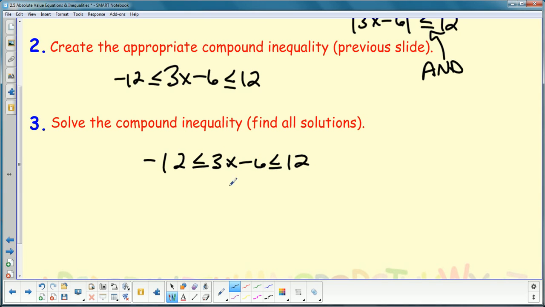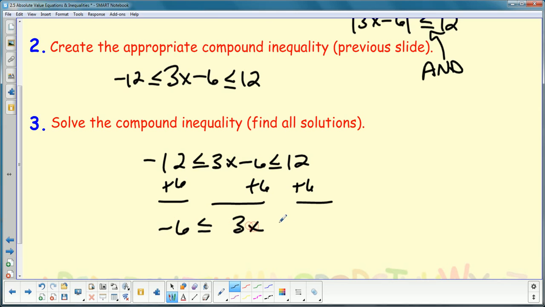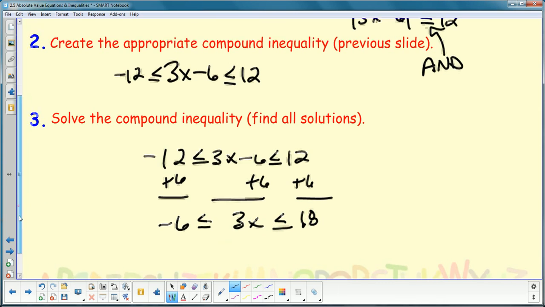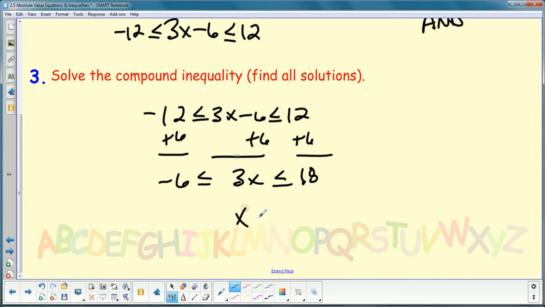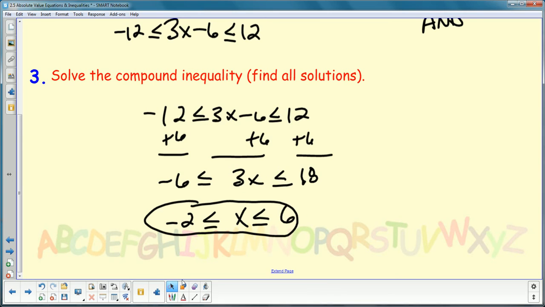Remember, when solving an and compound inequality, we don't do things just two sides, because technically there are like three sides here. So we end up with negative 6 is less than or equal to 3x is less than or equal to 18. And then we finish solving by dividing both sides by 3, so that's going to be x less than or equal to 6, and also greater than or equal to negative 2. Okay, this would be our compound inequality.